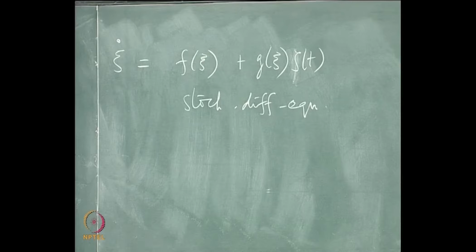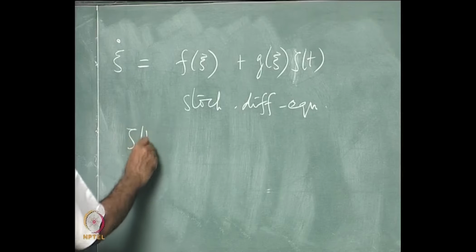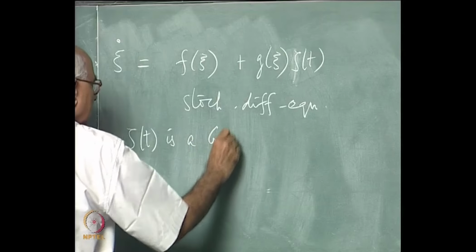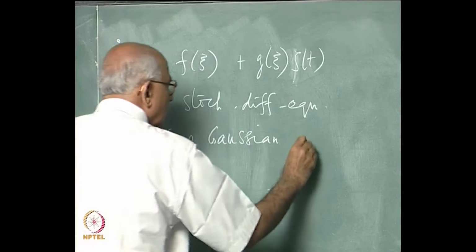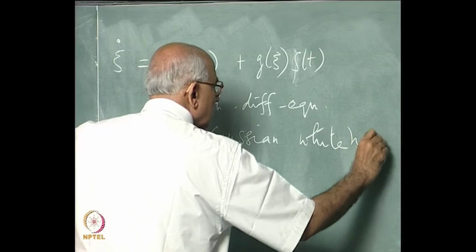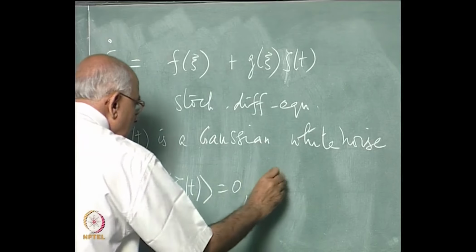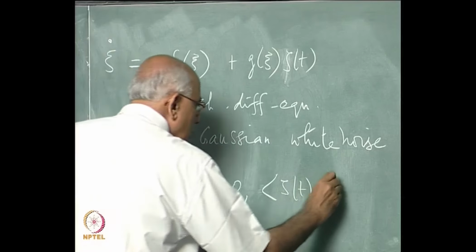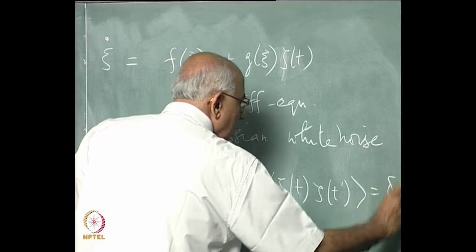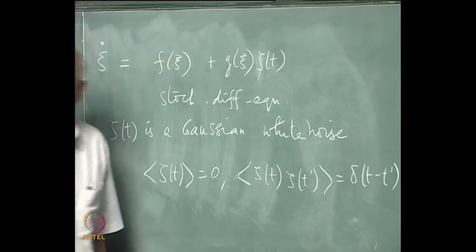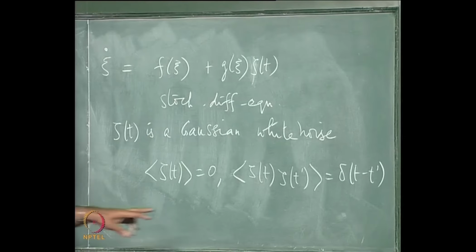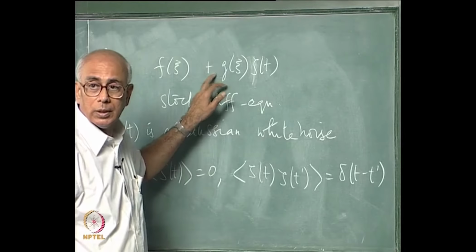Where f and g are given functions and zeta of t is a Gaussian delta-correlated stationary Markov process with zero mean. So we will make that assumption: zeta of t is a Gaussian white noise with zero mean, and the average of zeta of t zeta of t prime equals the delta function of t minus t prime. I have absorbed whatever constant sits here in this g.